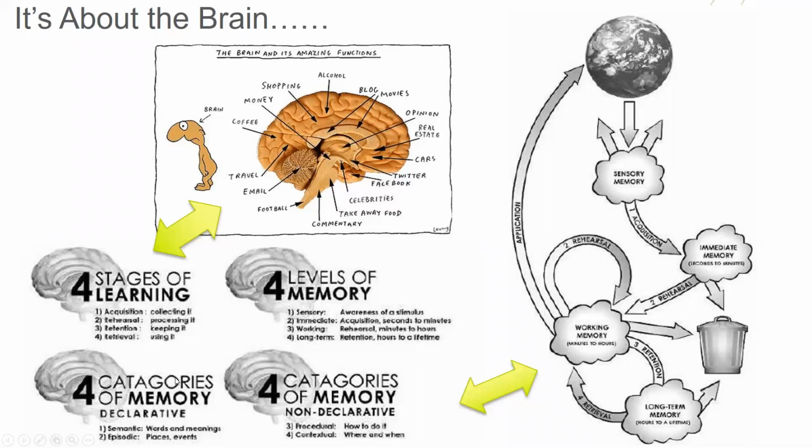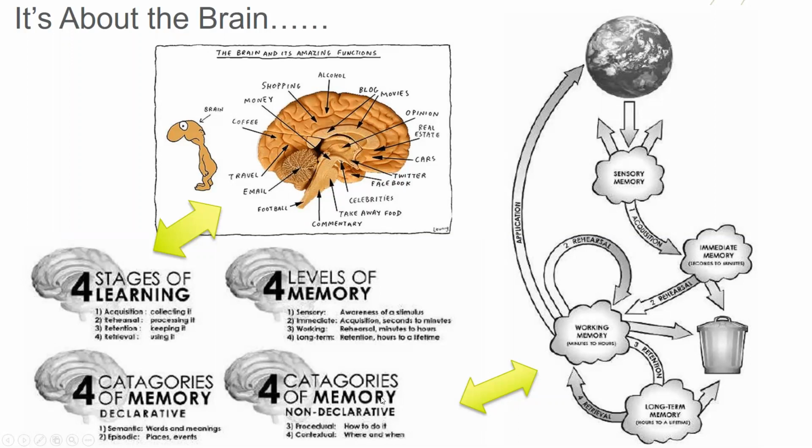And the categories of memory: semantic, okay, is the first category, words and meanings. Episodic, places and events. Procedural, we're often told how to do it, and here is where teaching comes into it. And contextual, the where and when, again, a big part of teaching. So we can see here the connections between literacy instruction and investigations, semantic and episodic. Procedural, we can see here the pedagogy.